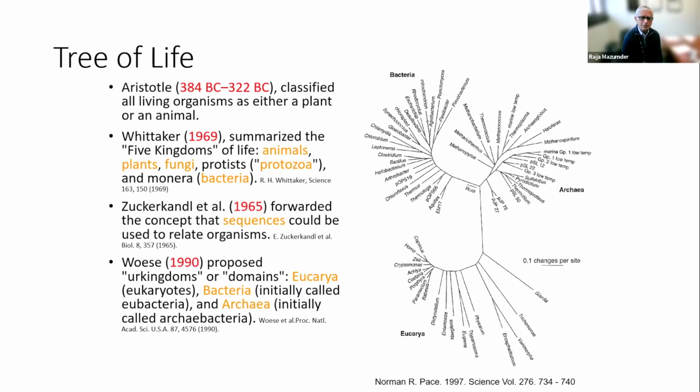Around 1965, the whole idea about using sequences to relate organisms was being put forward by Zuckerkandl and several others. And there was phenomenal work done by Carl Woese and others around the 1990s, which brought archaea to the forefront. This is a very well-known figure where we have the eukarya, bacteria, and the archaea. And the discovery of archaea was almost like finding aliens amongst us, right? I mean, we didn't know that there was a completely different domain of life that existed before that.